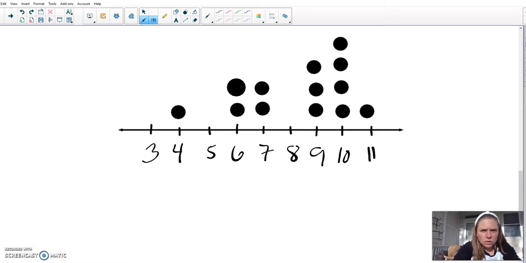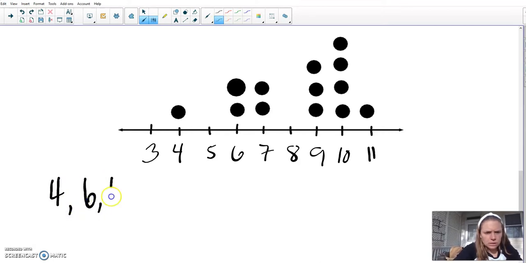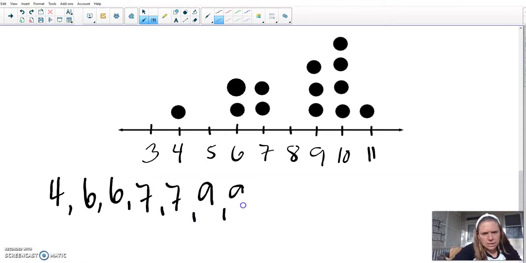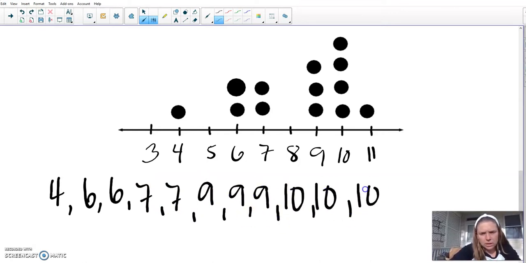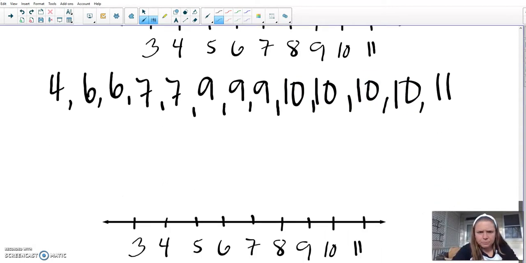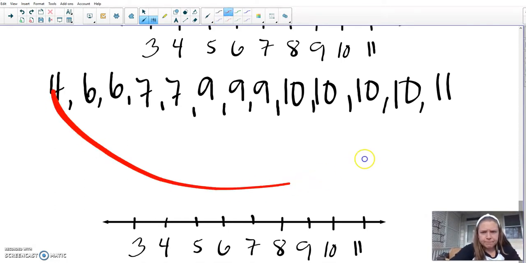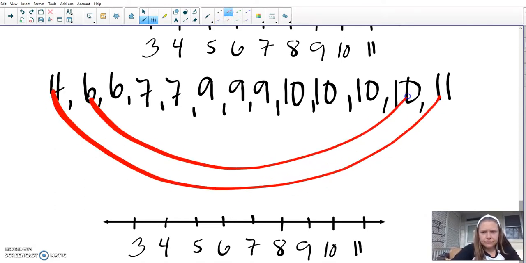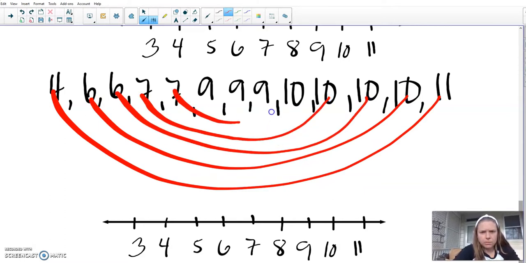So go ahead and write out your numbers again. We've got a dot on 4, 6, 6, 7, 7, 9, 9, 9. Again, I'm reading the dots, and 11. Okay, here we go. Start with your median. Slow and steady. Don't skip a number.